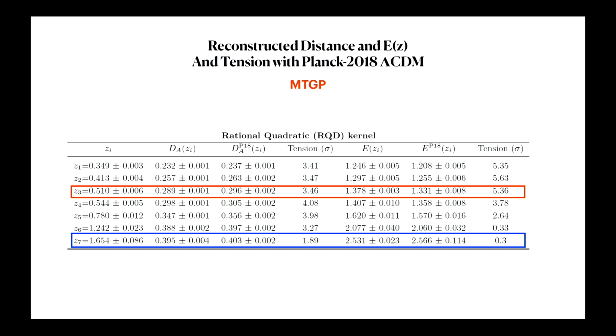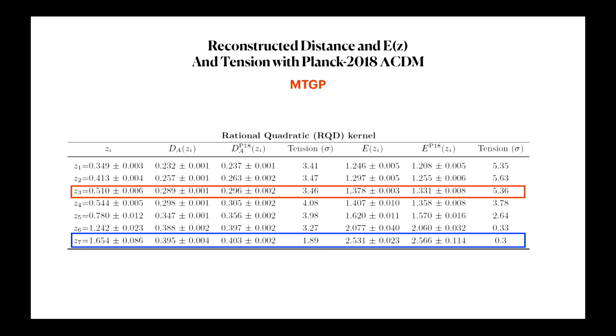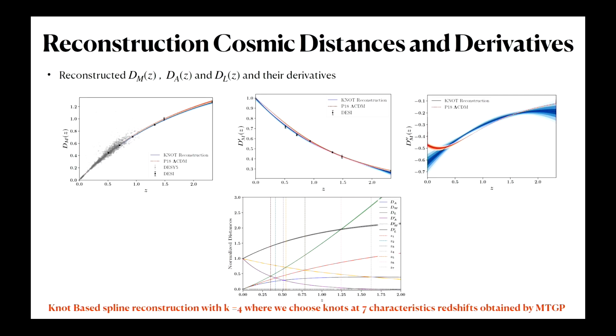This is for the multitask Gaussian process with that one kernel, and as I said, all the results are similar for different kernels. And this is when you do the knot-based approach, where you take these 7 redshifts as knots, and then you use a spline. Here we did the 3rd order, meaning cubic spline, 4th order spline or 5th order spline. The results I am showing are for the 4th or 5th order spline, but the 3rd order spline or 5th order spline also give similar results.